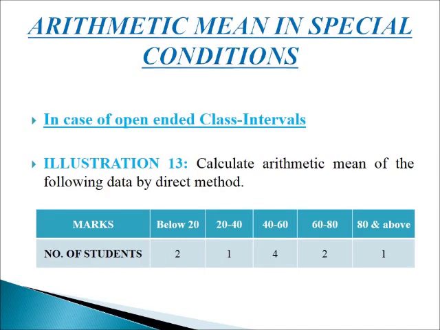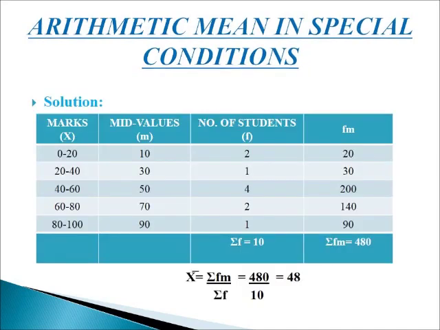We have to calculate arithmetic mean of the following data by direct method. For calculating arithmetic mean by direct method, we have to make a table of 4 columns. In the first column, we will write marks, which is denoted by letter X. In place of below 20, we will write 0 to 20, after that 20 to 40, 40 to 60, 60 to 80, and 80 to 100 in place of 80 and above, as we can see that the class interval is of 20 marks each.